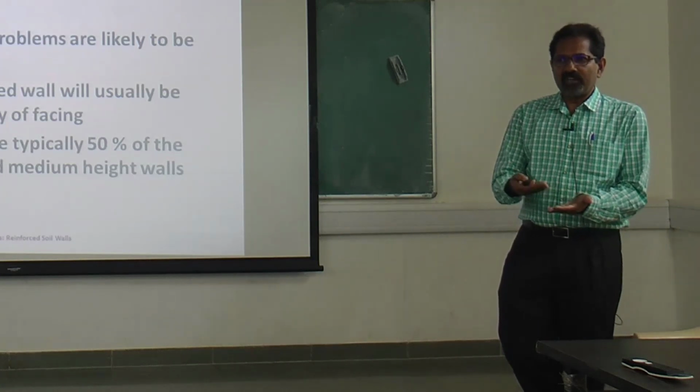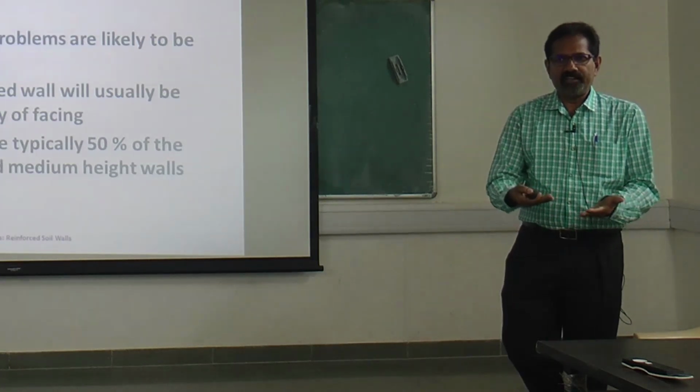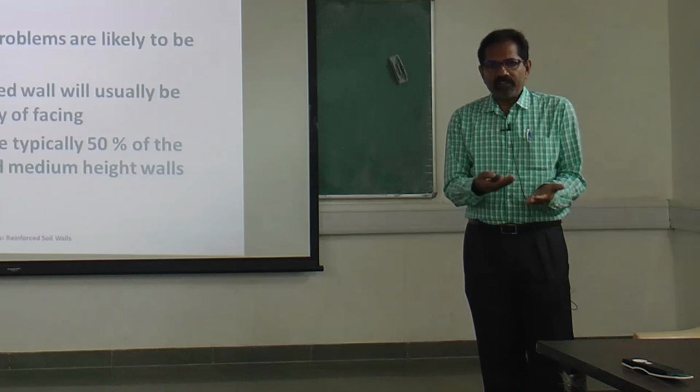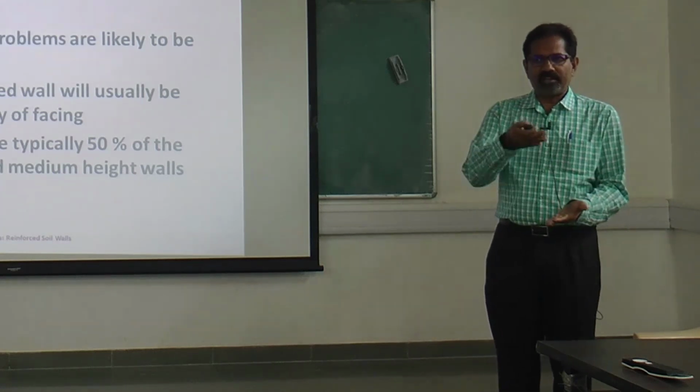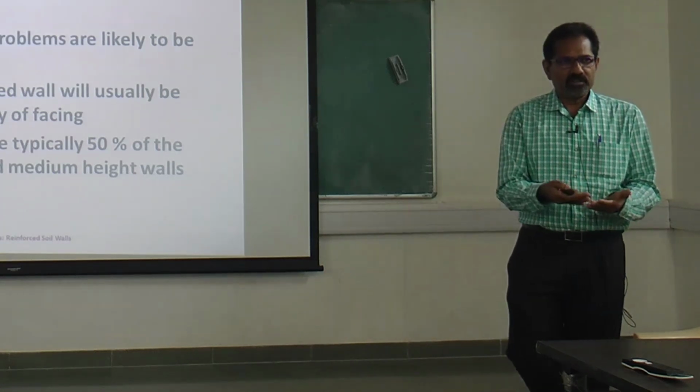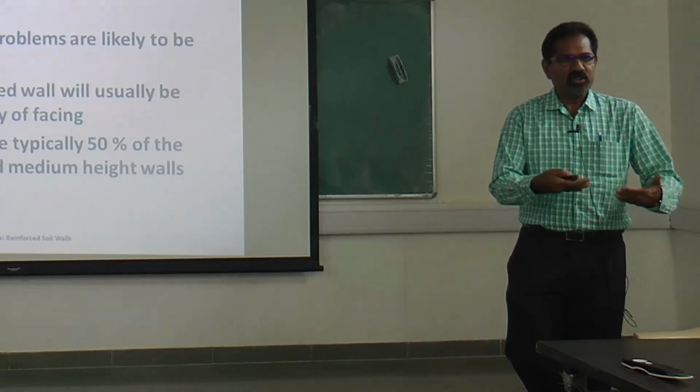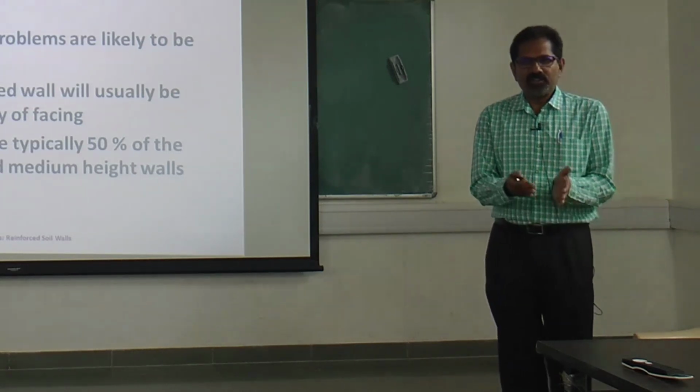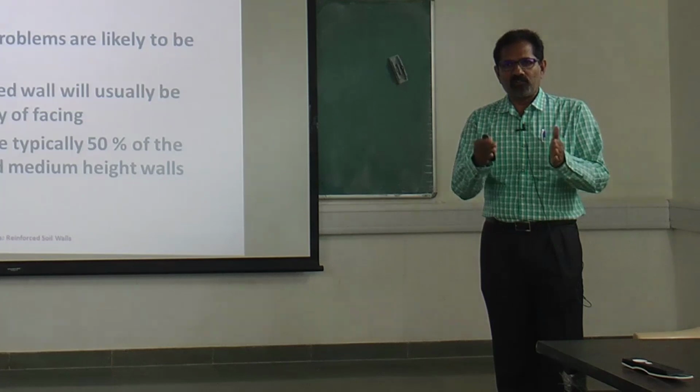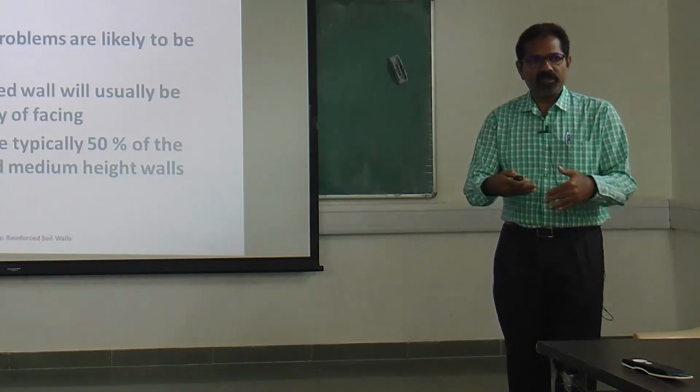Then another important aspect is the allowable settlement. The reinforced soil is flexible, it's made of earth, and it can accommodate a lot of settlement. But the facing, especially if it is a full height panel or a block, has a limit to which it can settle. So the allowable settlement for a reinforced soil wall will normally be decided by the type of facing. So that is an important design criterion.